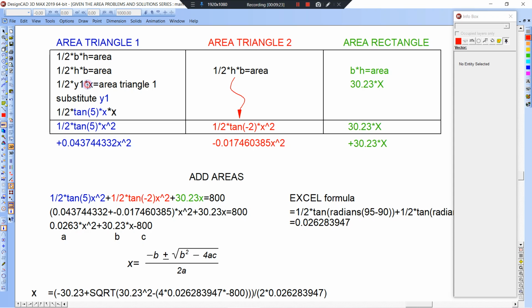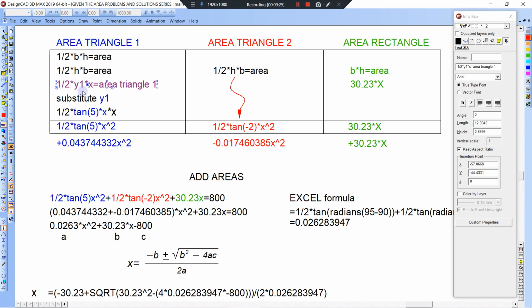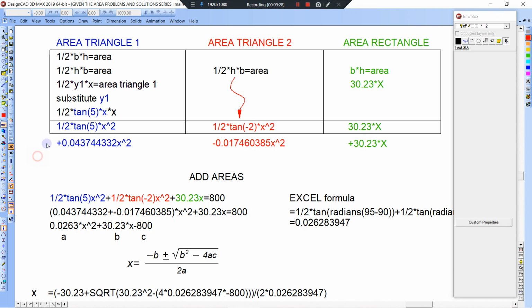That's not right. 1/2 of y. Oh yeah, 1/2 y1, but we don't know what y1 is. So we substitute y1. So it's just skipping that step. 1/2 of tangent of 5 times x, which is y1. That's why it's blue, times x. Anyways, that's our squared factor.